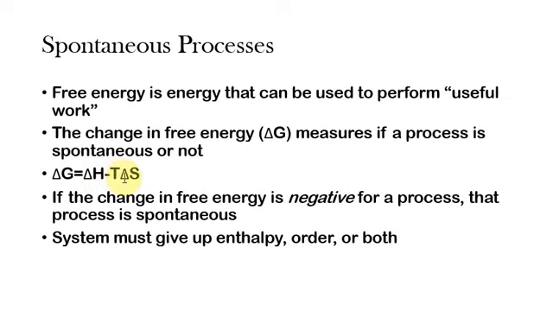T stands for temperature in Kelvin, and delta S is the change in entropy. We addressed entropy earlier. So if the entropy is increasing, then this term is negative, entropy of the universe. And if delta H is negative, in other words, if it's releasing heat, then this is going to be negative. And if both of those are negative, then delta G is negative, in which case the process would be spontaneous. So, as just a review, in order for a process to be spontaneous, the system must give up enthalpy, order, or both of them.